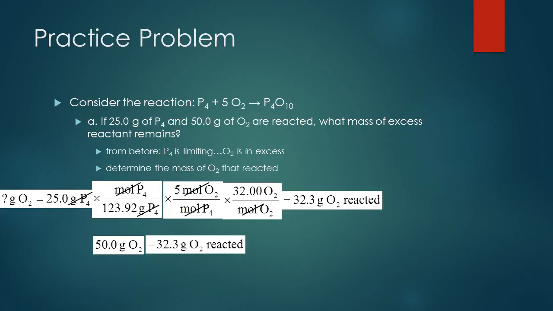To figure out how much is left over, we need to subtract that from the initial amount. We started with 50.0 grams of O2, 32.3 grams of O2 reacted. That tells us that 17.7 grams of O2 are left over.